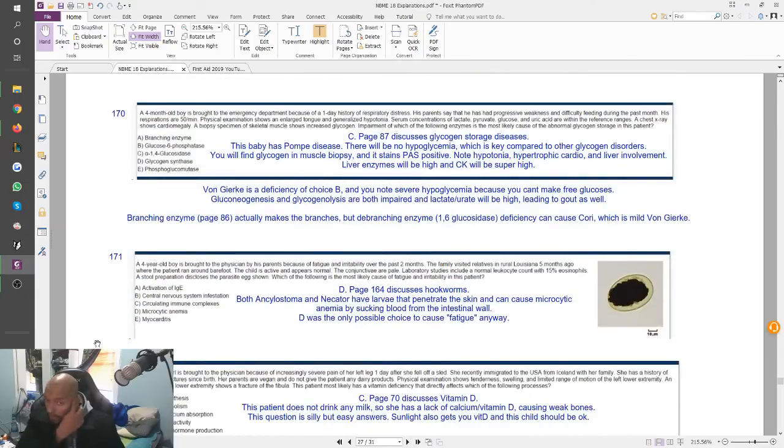Alright, 5 more questions, then I'll take a break. So let's see, 170. A 4-month-old boy is brought to the emergency department because of a 1-day history of respiratory distress. His parents say that he has had progressive weakness and difficulty feeding during the past month. His respirations are 50 per minute. Physical exam shows an enlarged tongue and generalized hypotonia. Serum concentrations of lactate, pyruvate, glucose, and urate are within reference range. Chest x-ray shows cardiomegaly. Biopsy specimen shows increased glycogen in skeletal muscle.